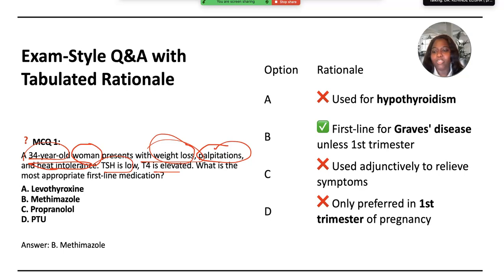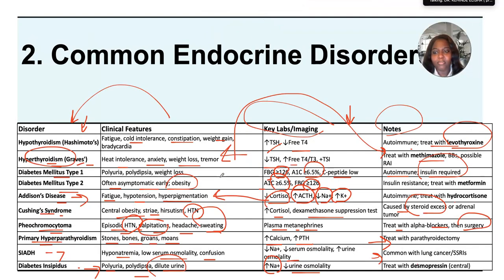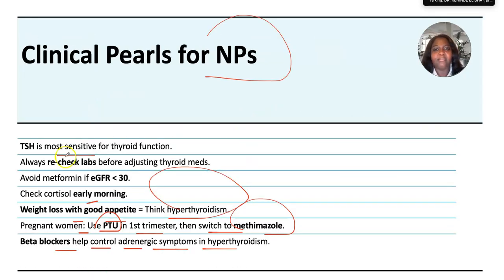Drop your answers in the chat. What is your diagnosis for this patient? Let's go back to the content. What do we see here? Heat intolerance, anxiety, weight loss. What is that? Hyperthyroidism. Graves' disease.